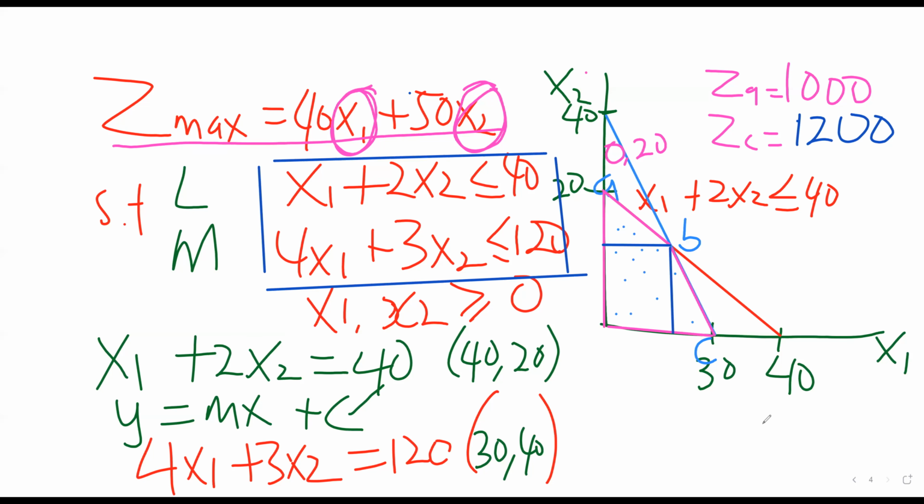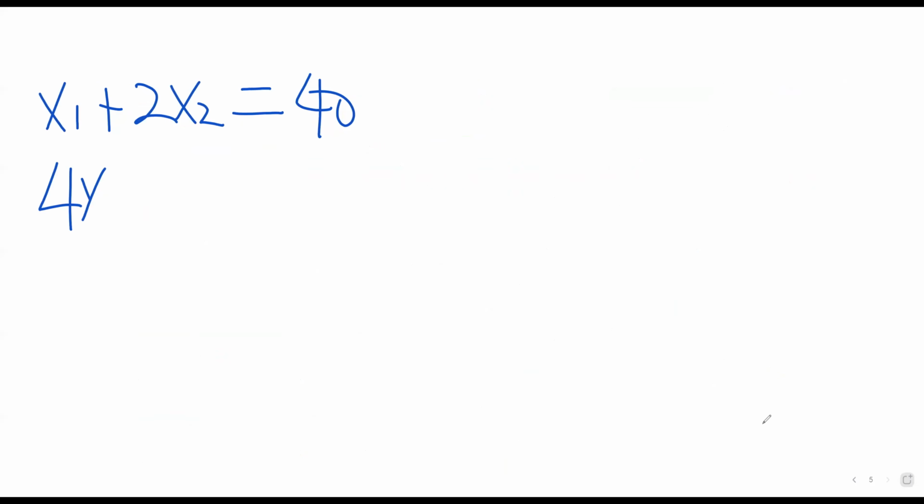They are x1 plus 2x2. I'm going to use equal to as a gauge to just solve it quickly. That is equal to then 4x1 plus 3x2 equal to 120. Simultaneous equation simply will require you that using substitution method, you can call this equation 1 and you can call this equation 2.